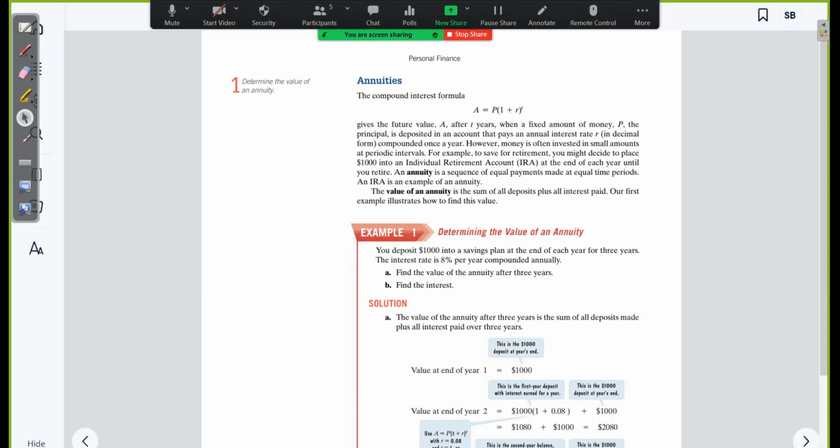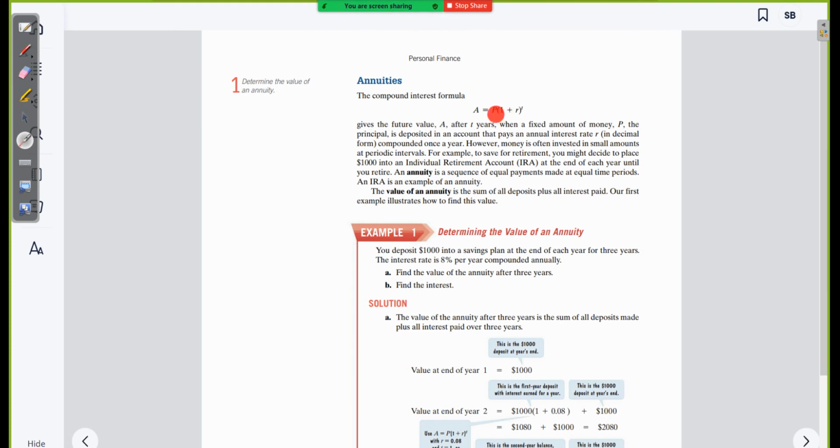No, I'm not done. Hang on. Also, notice how it says right here the principal times, in parentheses, 1 plus the rate. Well, it's 1 plus the rate of 8%, which is 0.08. So 1 plus 0.08 is 1.08. I'm not doing anything complicated or magical. I'm just combining them right away. That's all.